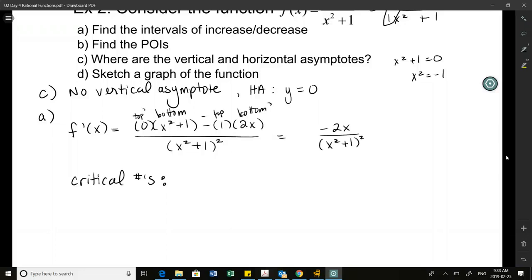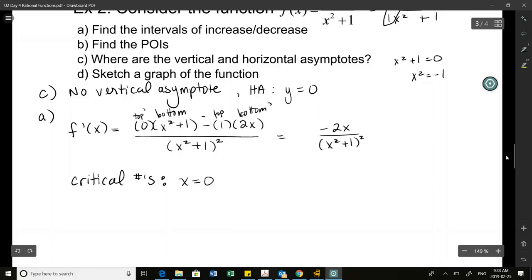Oh, when the numerator is 0. Okay, so when is the numerator 0? When x equals 0. Okay, so my critical number is when x equals 0. That's the only time that whole expression right there is going to equal 0, right? Because if I sub in 0 for x, I'm getting -2 times 0 over 1 squared. And then I get 0 over 1, which is 0.